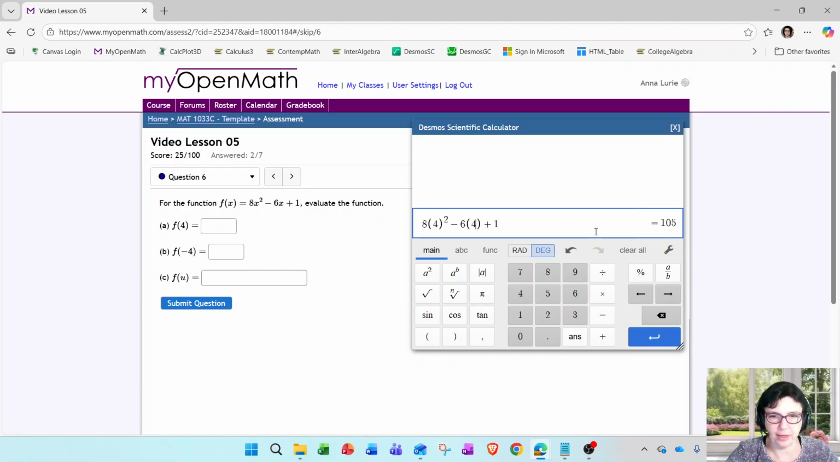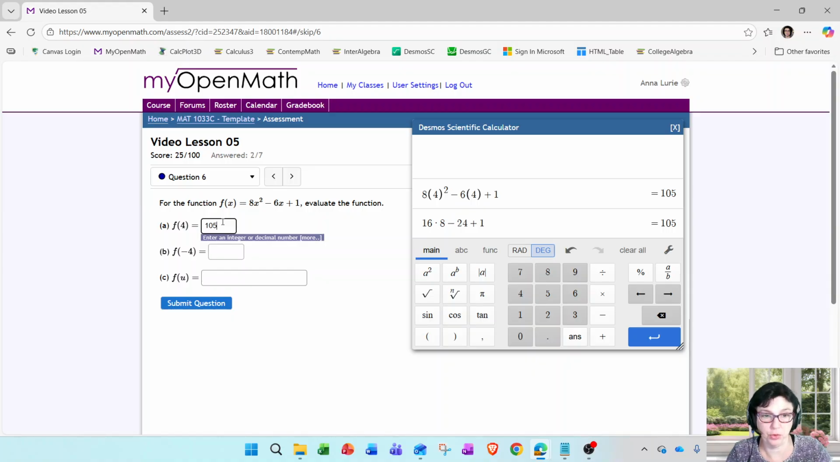Well, how did it get that? First, it's squared. 4 times 4, and that's 16. Then it multiplied it by 8. Okay, 128. Then it subtracted 6 times 4, which is 24. It got 104, and then added 1, and that's how it got 105, in case you're curious.